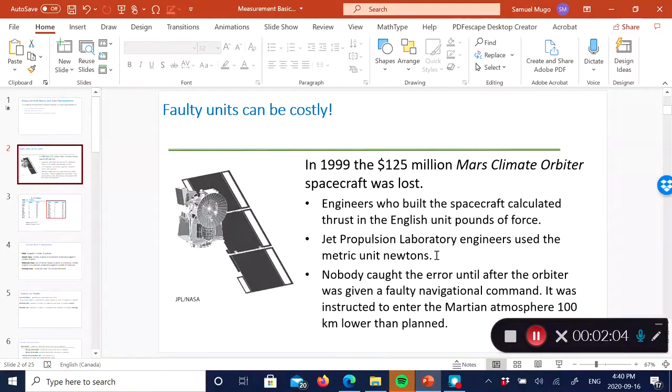Now, nobody caught the error. And after the orbiter was launched into space, it was instructed to enter the Martian atmosphere 100 kilometers lower than it was planned, and as such, the mission did not work. And the problem was the units.